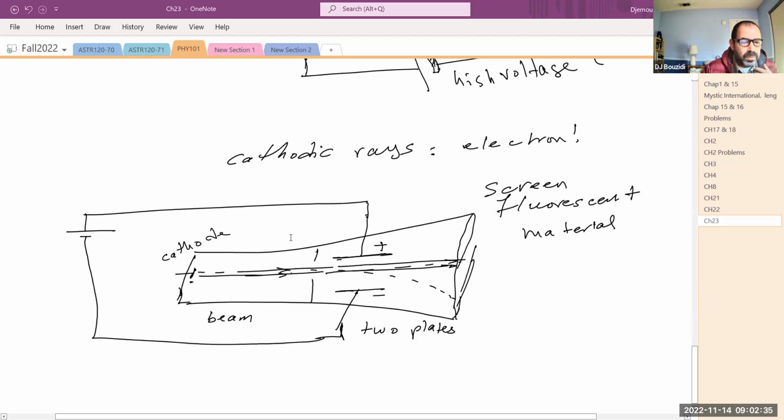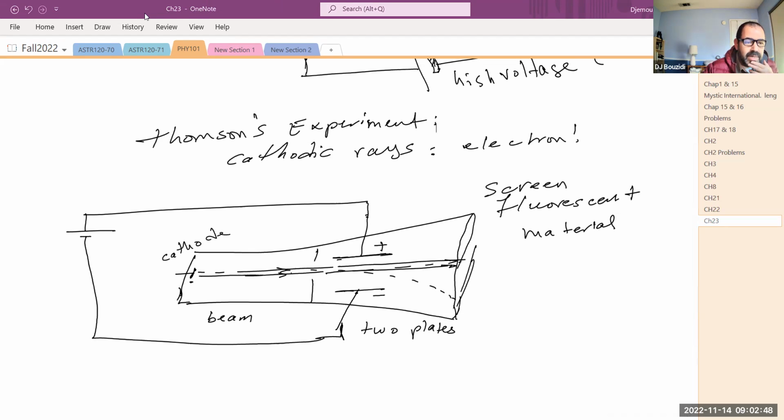Now, this is not what happened when Mr. Thomson did this experiment. So we're describing Thomson's experiment with these cathodic rays that were basically discovered. So what happened in this case, actually, it's the opposite. These rays bent in the opposite direction.